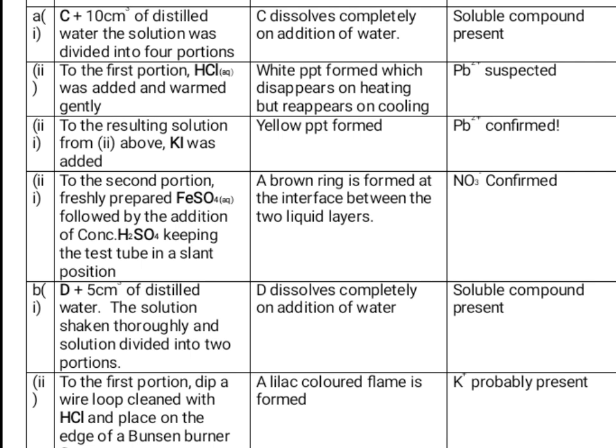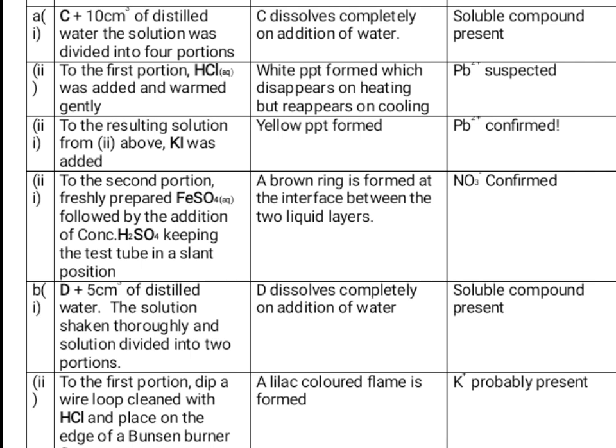So to the first portion, you will be asked to add HCl, hydrochloric acid, and then the resulting solution you are to warm gently. Now this is the possible test for lead 2 ion, because once you add HCl to the solution containing lead 2 ion, you will get a white precipitate which appears on cooling and disappears on heating. So once you see that, the possible ion to suspect is lead 2 ion.